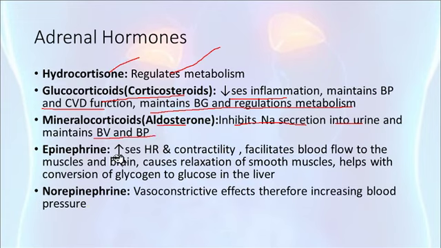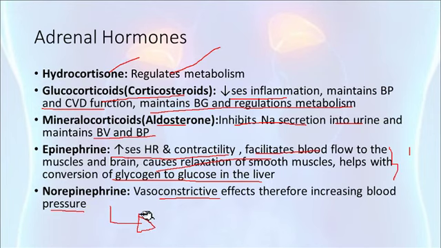And of course, epinephrine, which increases heart rate, contractility, facilitates blood flow to the muscles and the brain, causes relaxation of smooth muscles, and helps conversion of glycogen to glucose in the liver. All these are to respond to some kind of a stimulus, the fright, flight, and fight response. Norepinephrine is vasoconstrictive and therefore increases blood pressure and is also responsible for preventing you from developing shock.